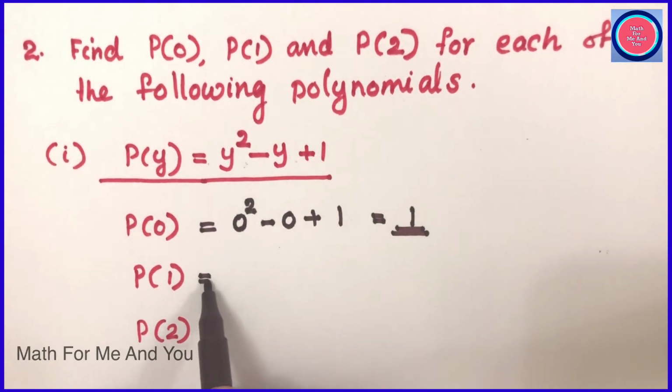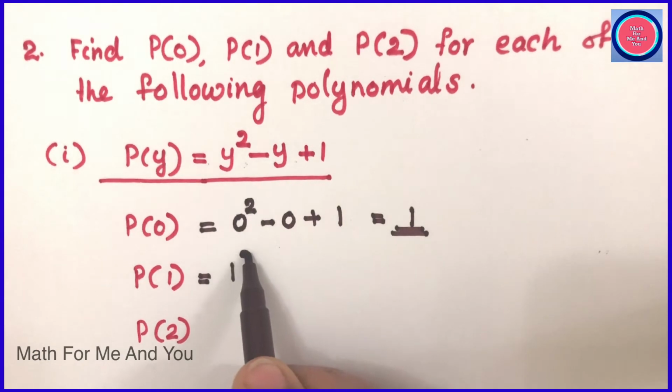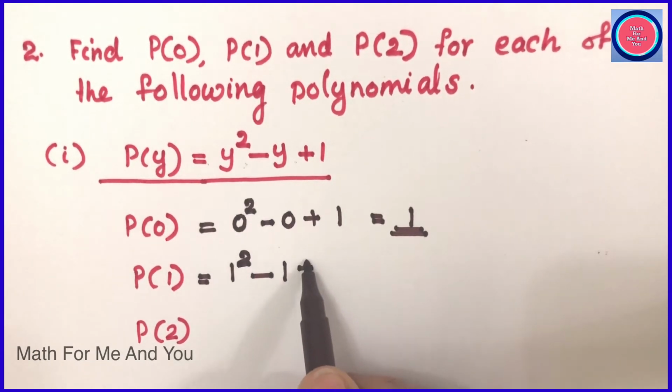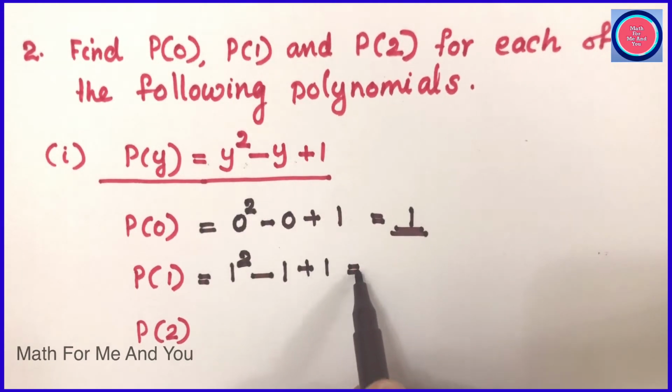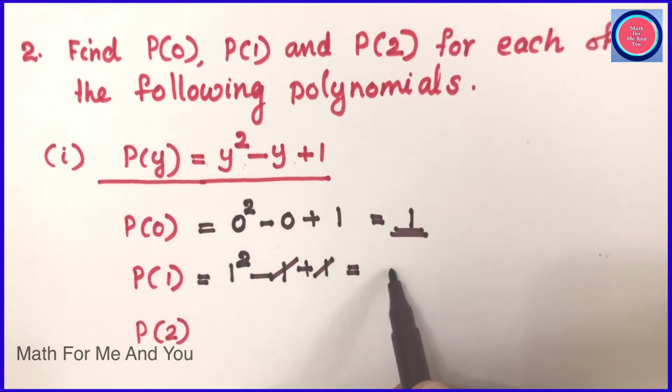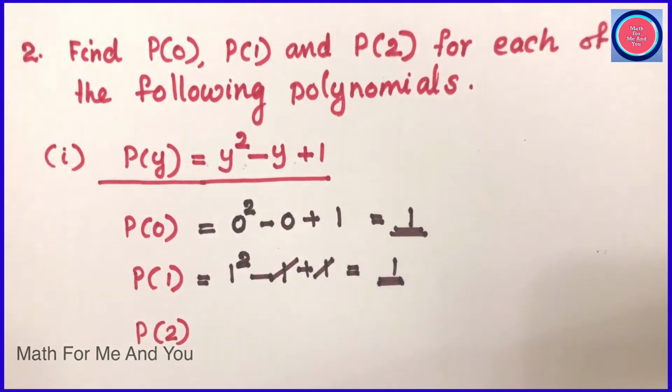Next is p of 1. How to do? Replace y with 1. So 1 square minus 1 plus 1. See the last two terms, minus 1 and plus 1, get cancelled. Then only 1 square. What is 1 square? It is also 1.